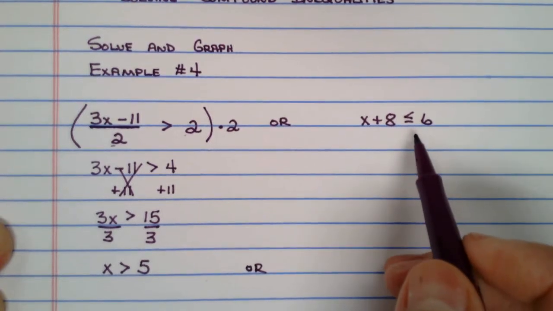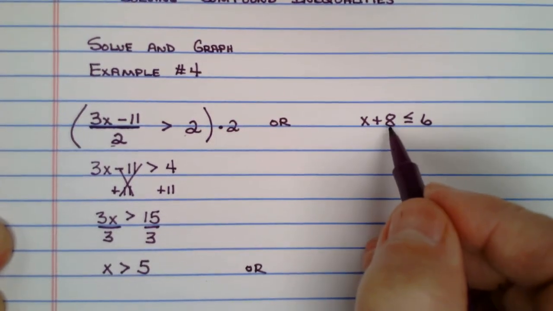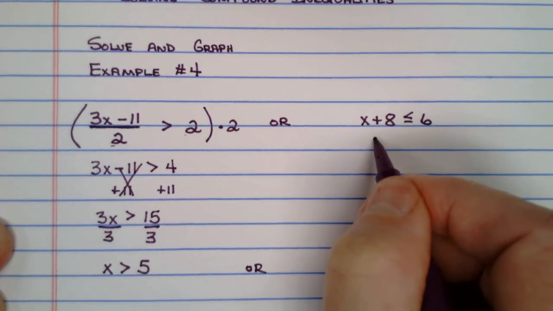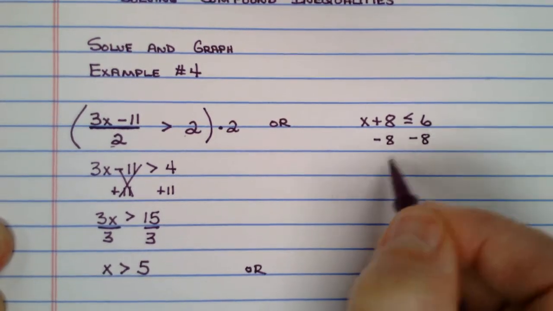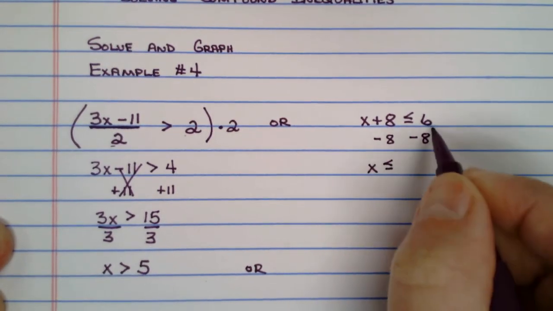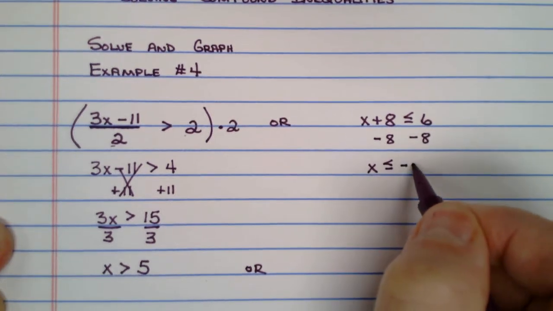Bring down the word OR. Now I need to solve this one over here. Only thing I need to get rid of is this positive 8. Opposite of positive 8 is negative 8. X is less than or equal to 6 minus 8 is negative 2.